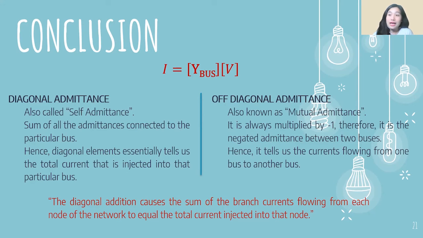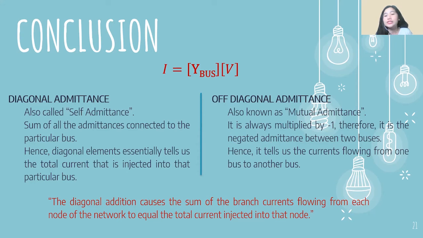As for the off-diagonal admittance, it is known as the mutual admittance. This is all the admittance that is not on the diagonal line, that is, all the values outside of the diagonal. That is the mutual admittance, and it is also multiplied by -1. Therefore, it is the negated admittance between the two buses, right?